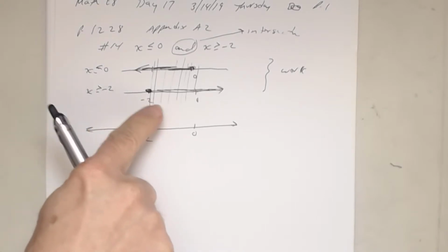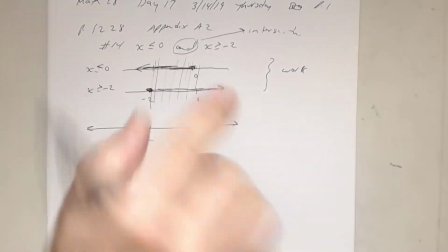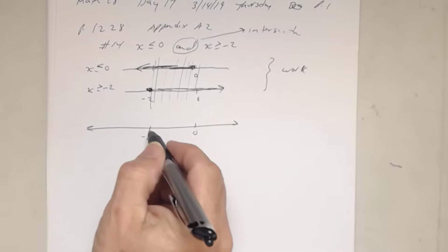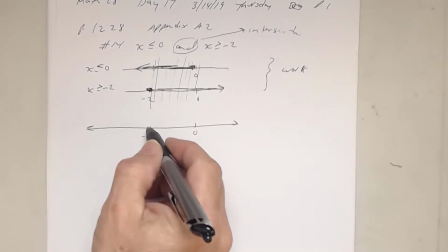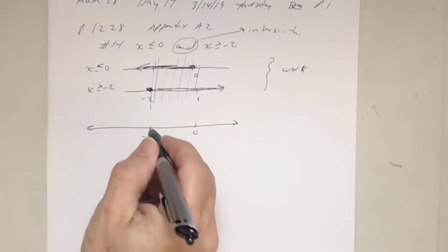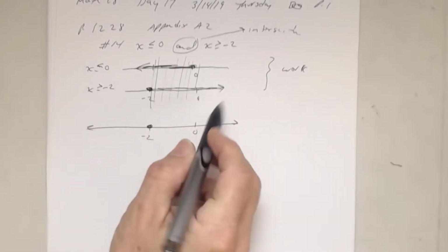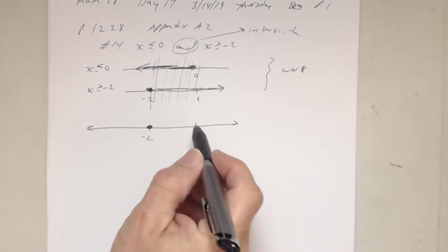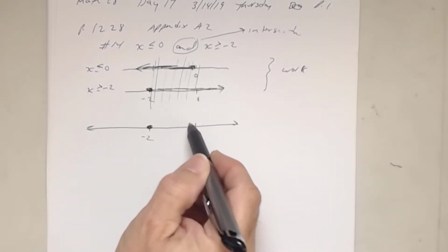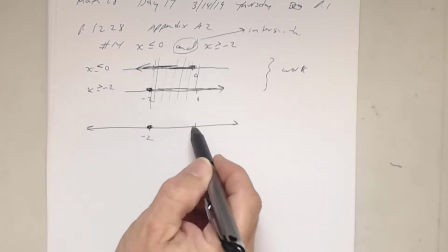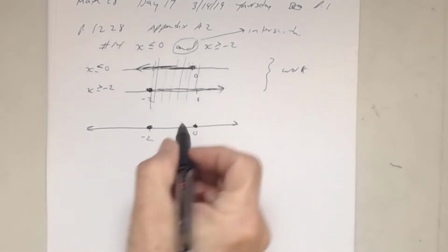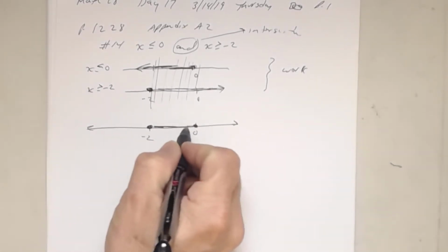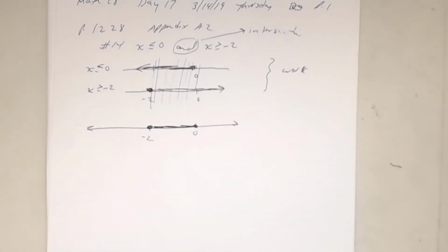Where the two graphs overlap between negative 2 and 0. So on negative 2, do I use an open or closed circle? Closed because of the equal sign. And at 0, closed, because there is the equal sign right here. And so my graph will be all the numbers between them. No arrows because it only goes from -2 to 0.